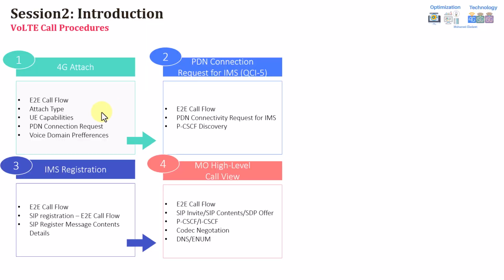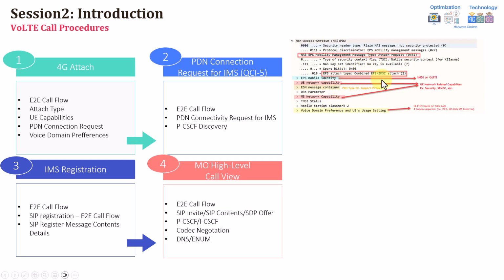So before jumping into the details, I would like to recall what we have ended by in the previous session, which is related to the high level of the VoLTE call procedures. As you remember, I mentioned that it's being split into 4 parts. The first part is about the attach, 4G attach. Initially, once the users get connected to the network, you need to attach to the ABC on the 4G network in general. So we'll be explaining the end-to-end call flow and some of the message contents. And the most important, it's about the capabilities of the voice domain and so on.